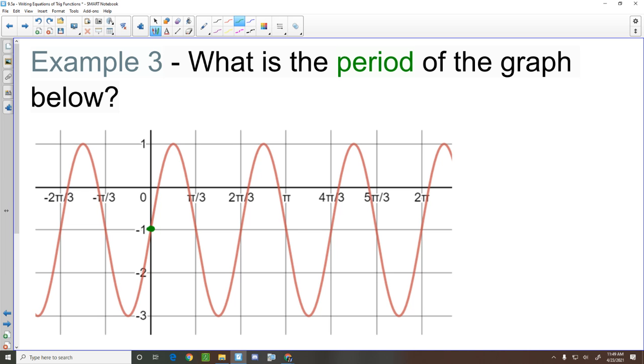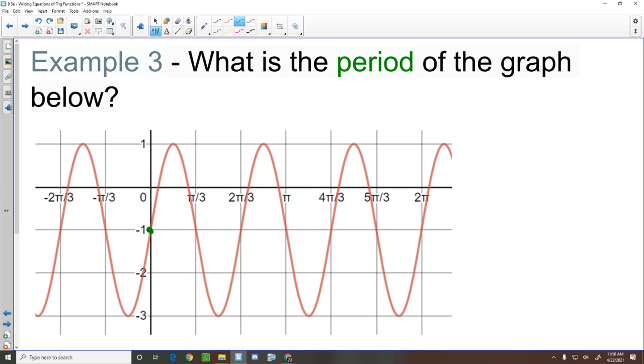So this one, if I did want to start and measure it from a crest to a crest, why would that be difficult for this specific graph? I don't know exactly what that value is, do I? It's somewhere in the middle between 0 and pi over 3, but we can't be certain. So we don't want to use that for our starting and ending point for one wavelength.